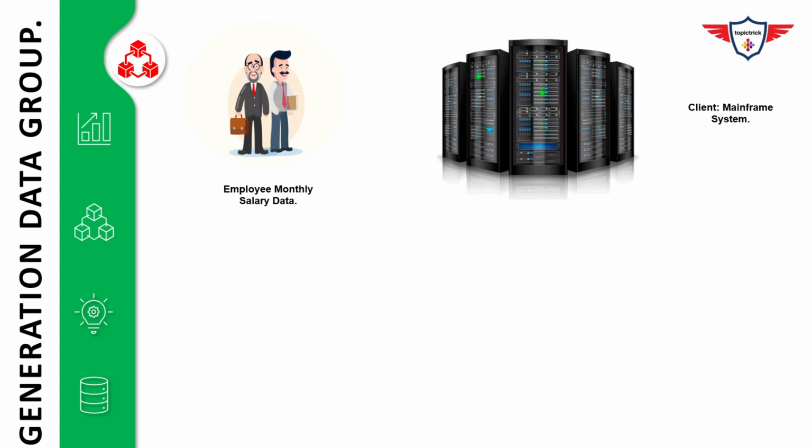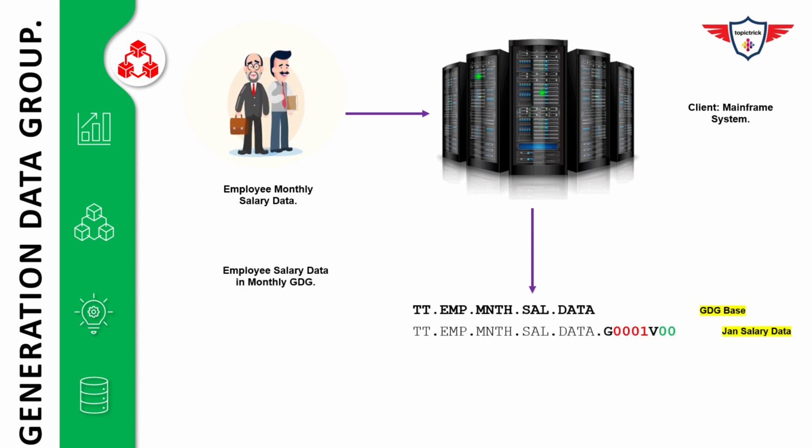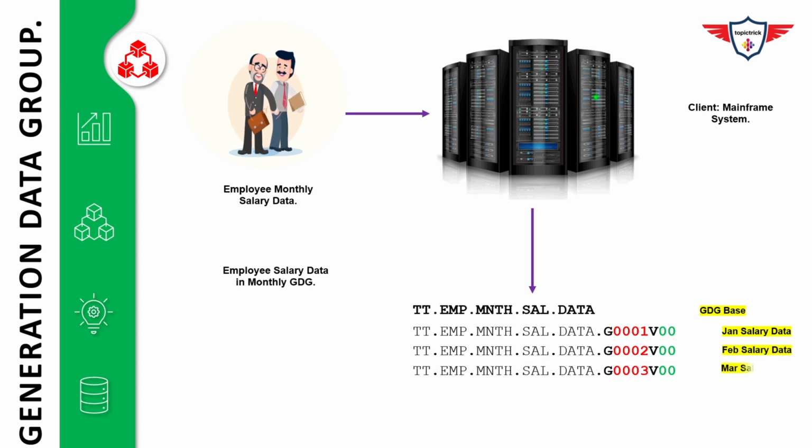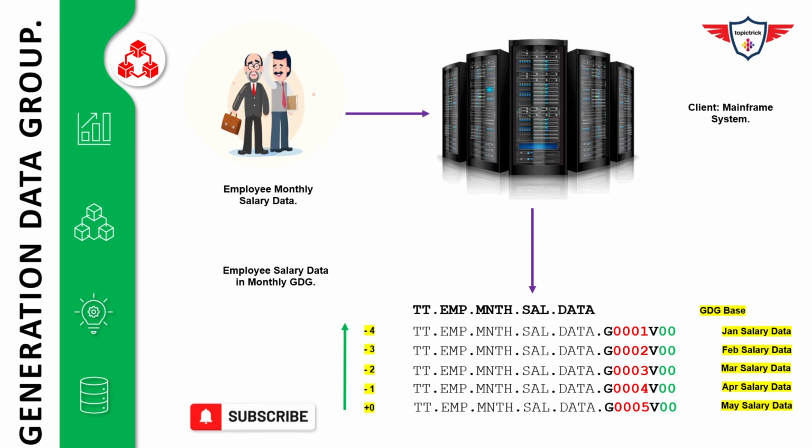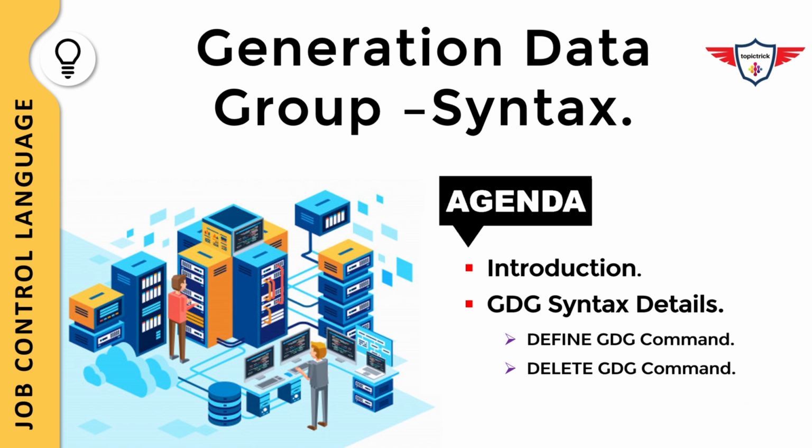A generation data group or GDG is a collection of two or more chronologically related versions of the same dataset. They are generally used to maintain the backup of critical data, for example, monetary transactions. And if something goes wrong, then you can easily restore the data from the GDG backups and redo the processing from the same point.